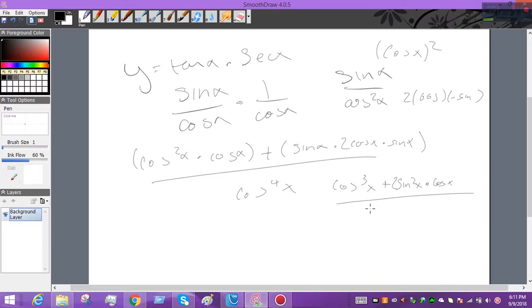Okay, and all of that is over cosine to the 4th of x. I know right now I can factor a cosine out of this original equation, so I'm going to go ahead and do that. Since I'm running out of room, I'm not going to do the math, so that turns that into cosine cubed. Now we're left with cosine squared plus 2 sine squared, all of that over cosine cubed x. Those should all have x's.